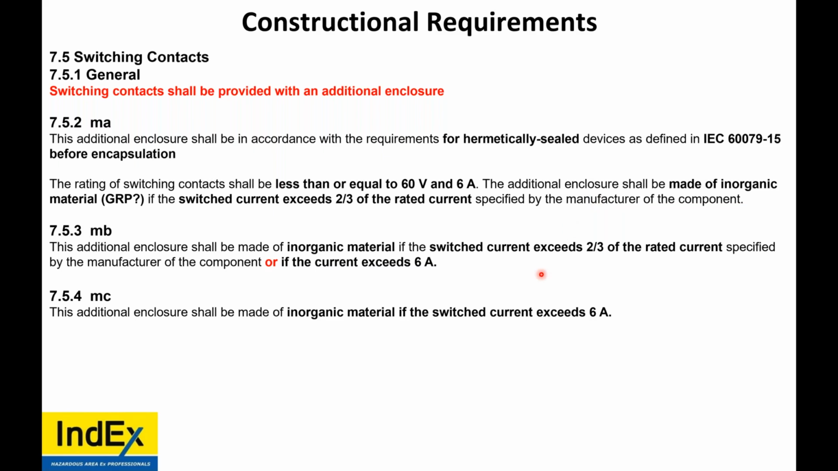If the switch current exceeds the 2/3 rating, it must be an inorganic material. Now, EX mb: the additional enclosure shall be made of inorganic material if the switch current exceeds that 2/3 rated current, or if the current exceeds 6 amps. For mc, the additional enclosure shall be made of inorganic material if the switch current exceeds 6 amps.